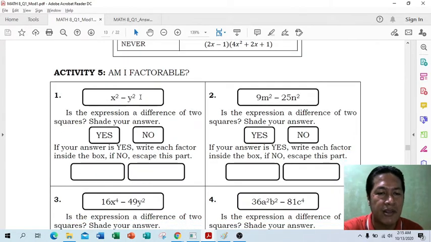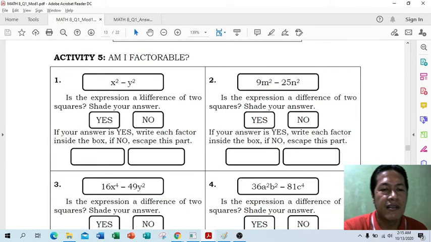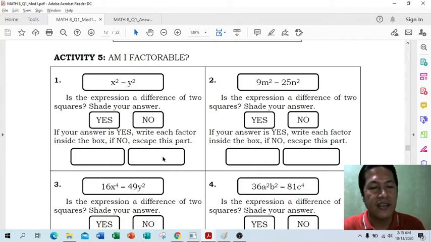Activity 5. Am I factorable? Yes or no lang. Okay. Number 1. X squared minus y squared. Is the expression a difference of 2 squares? Yes. Ano sa may factors niya? X plus y, x minus y.